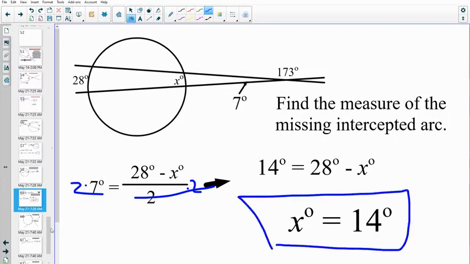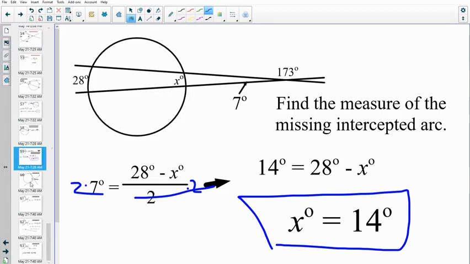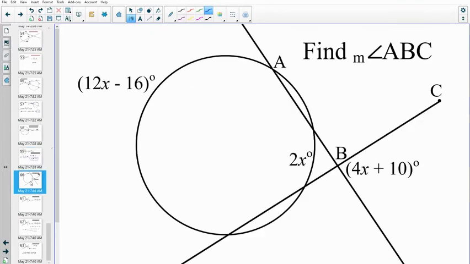That is my answer. And then one last question for us to look at together today. The return of the dreaded x. Here we go again. So this angle over here, the angle formed between the two chords, it's the same on both sides. These are vertical angles. So 4x plus 10 is equal to the difference between these two, 12x minus 16 minus 2x, divided by 2.